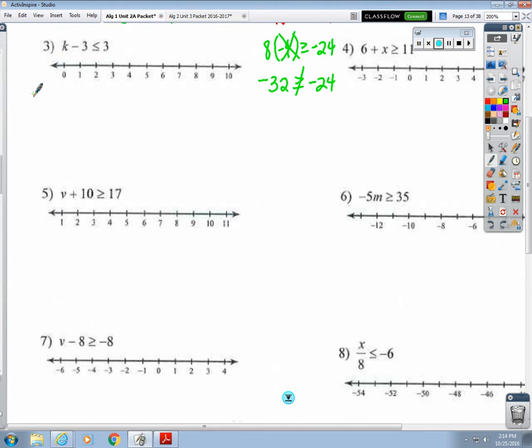Okay, let's try another one. K minus 3 is less than or equal to 3. Okay, so this time we need to solve for K. So what do we need to do first?